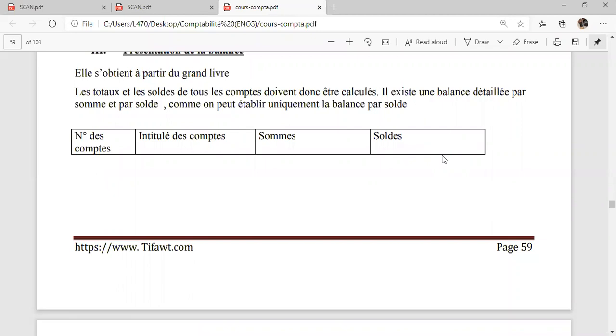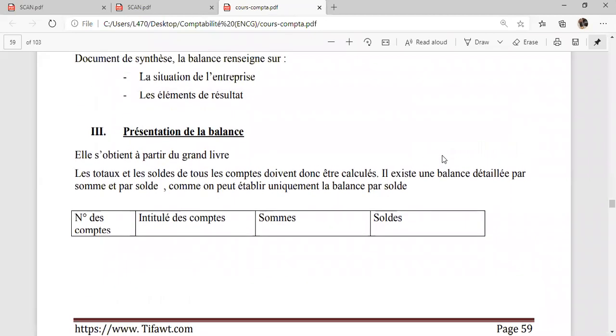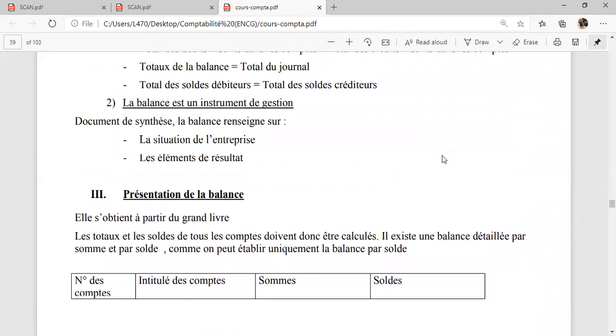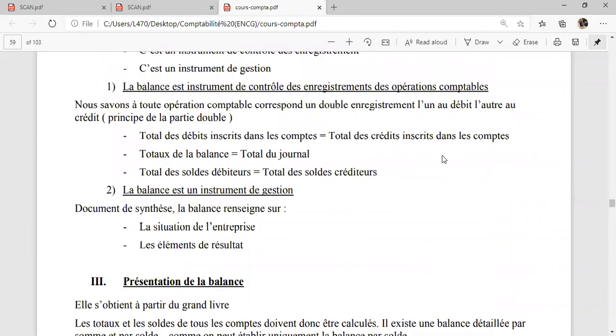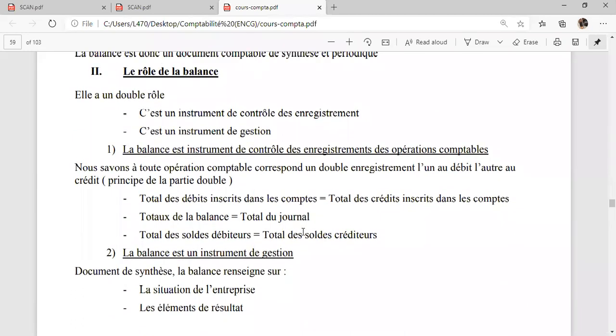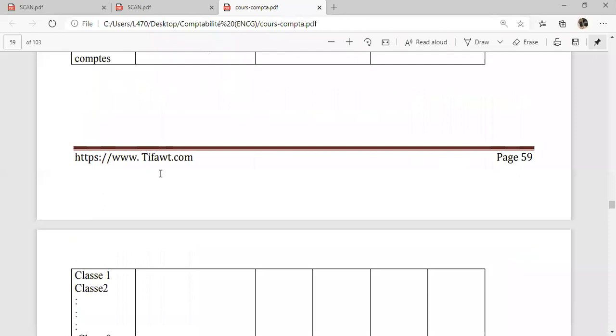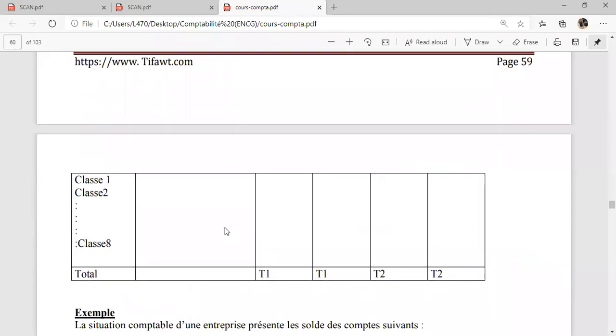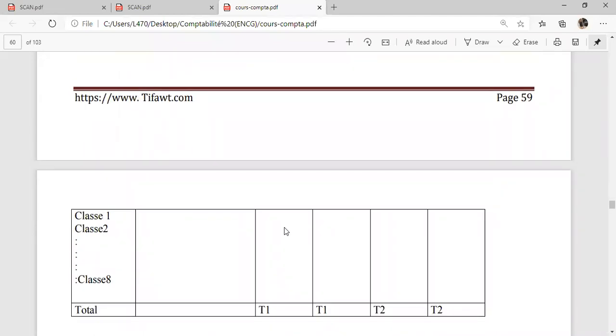Okay, moving on to some theory. Yes, something that's going to help you at least. So it says here, the total de balance égale à total de journal. So the total of the balance, the totals at the end here, should be equal to the totals of the journal. So the two totals you find at the end of the journal must be equal to the two totals you find here.